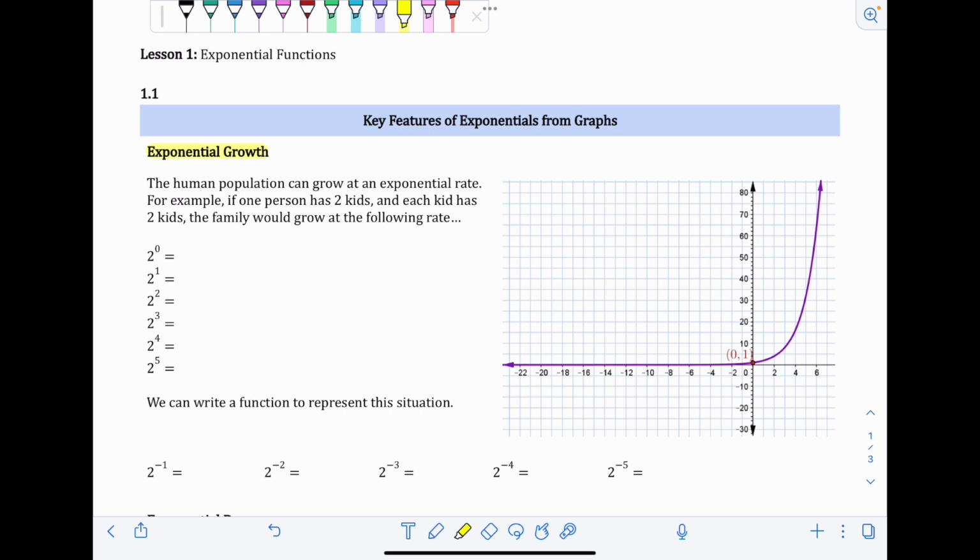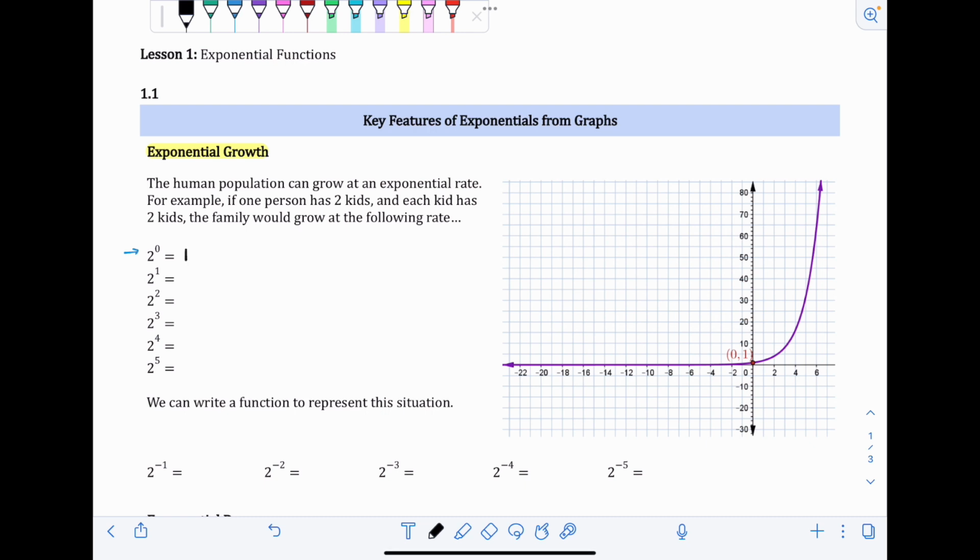The human population can grow at an exponential rate. For example, if one person has 2 kids and each kid has 2 kids, the family would grow at the following rate. So this first line, that 2 to the 0 power, think of it as maybe the 0th generation, that initial person. So anything to the 0 power is 1. So 2 to the 0 power would be 1.